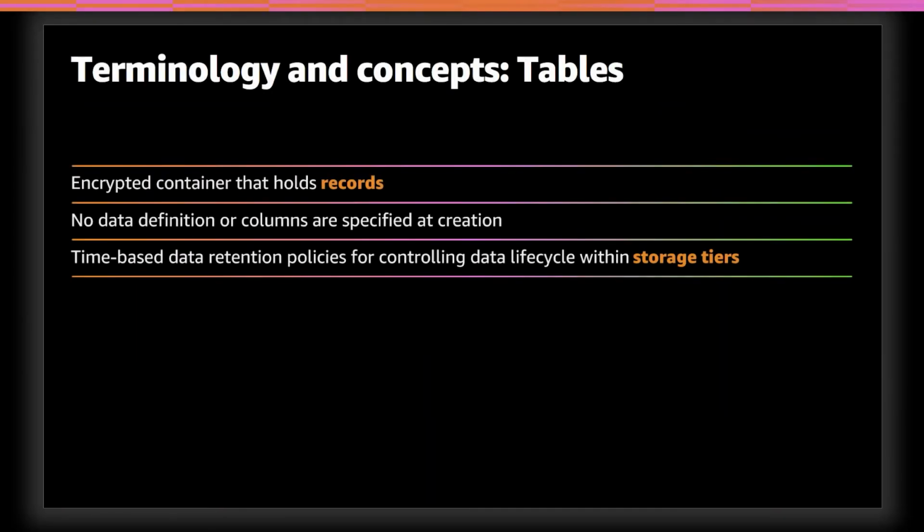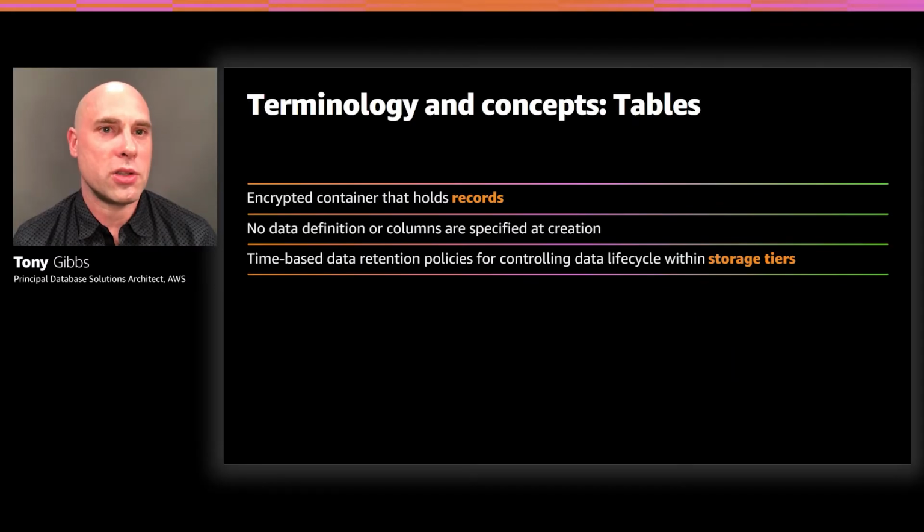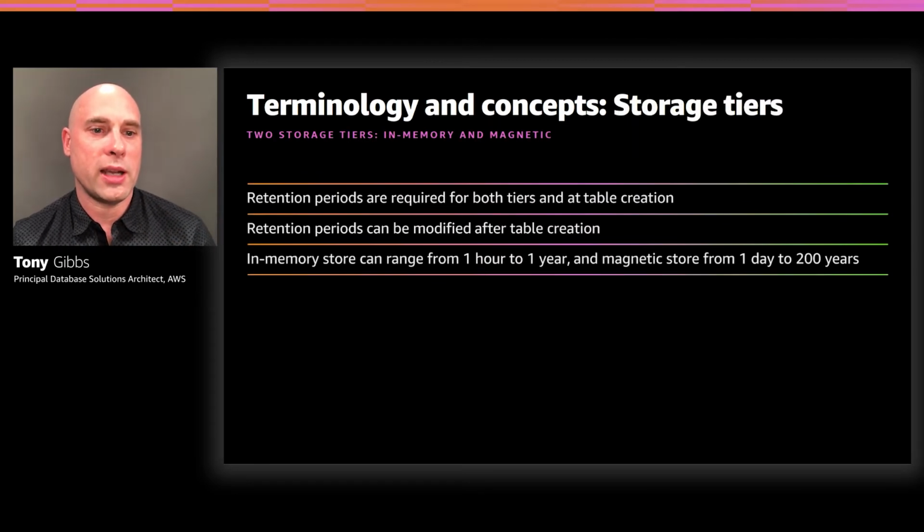So the first piece of terminology I'll introduce you to is tables, and then within the tables we put in records. There's no data definition required at all when you create a table. You're just giving the table a name, and we put these records in. And then, like I mentioned earlier, the only thing that we actually define are the retention policies on our storage tiers. And we have 2 storage tiers. We have both an in-memory tier and a magnetic tier. Each of these tiers are responsible for different things, which we'll talk about a little bit later.